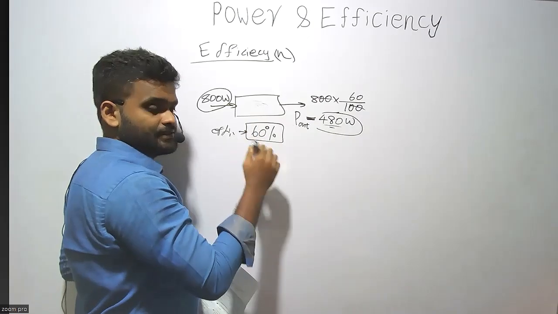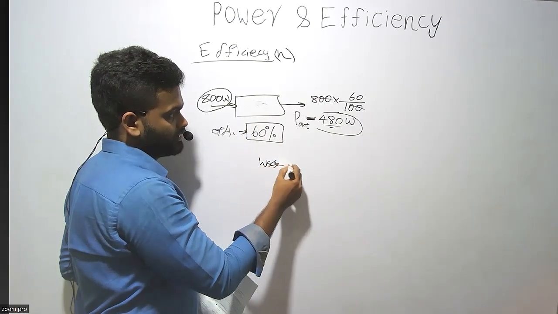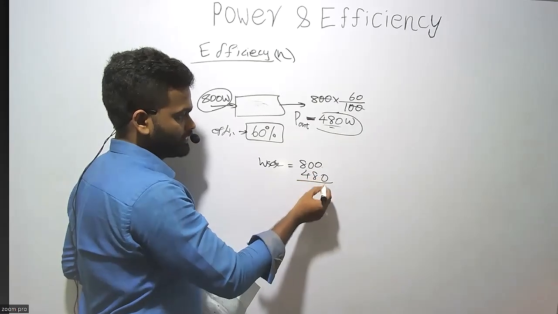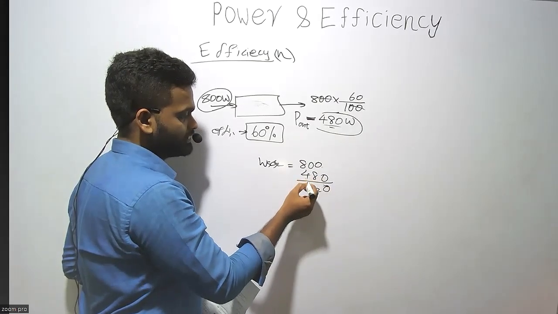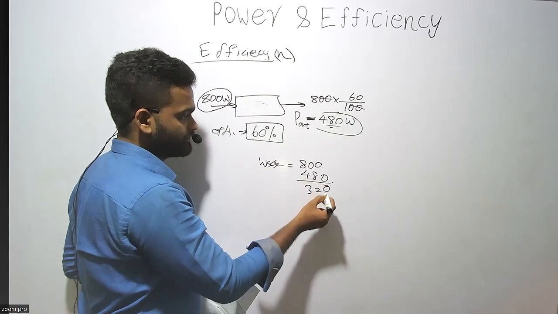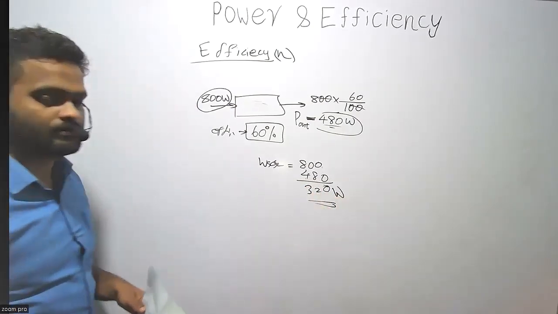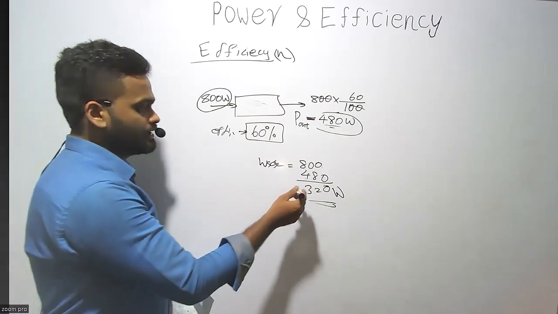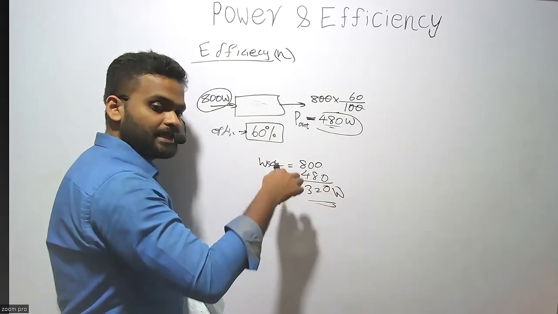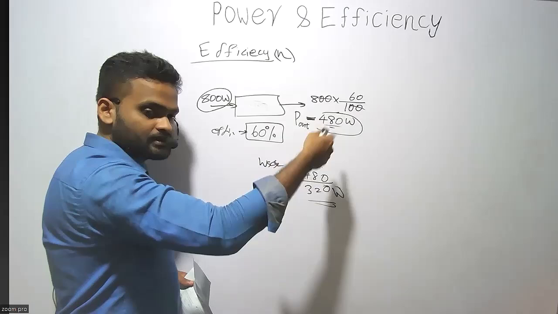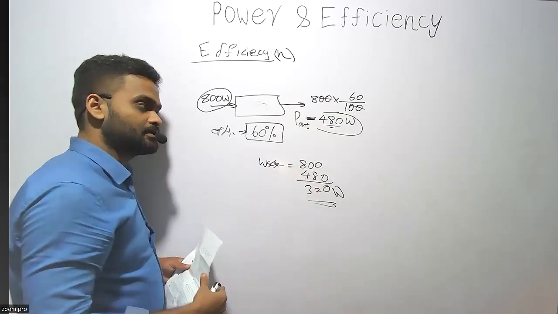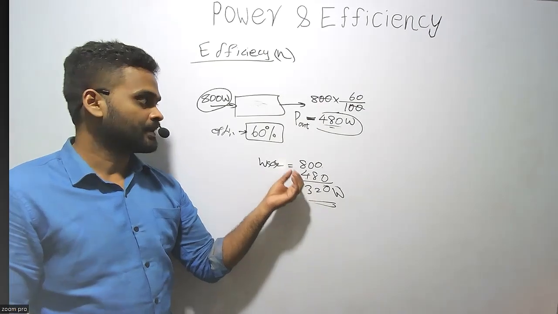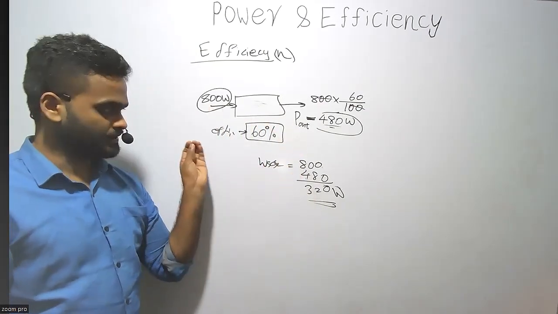So what is the wastage? The waste power is 800 minus 480. 0, then 10 minus 8 is 2, 7 minus 4 is 3. That is 320 watts, right? So this is the waste. This 320 can be heat. Mostly this 320 is heat. So besides the mechanical energy, the motor produces heat, right? So that's it about efficiency.